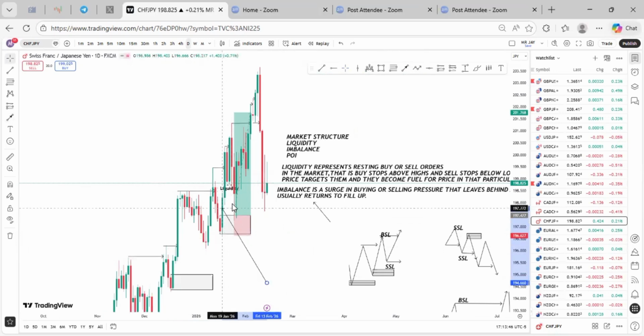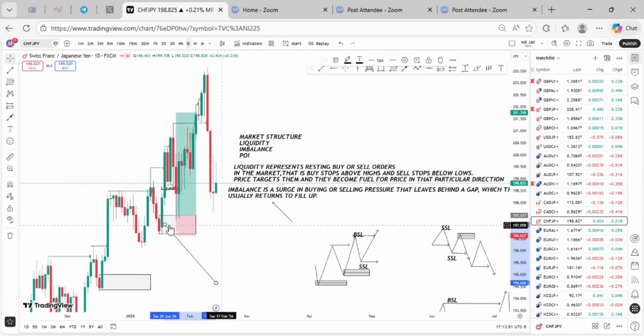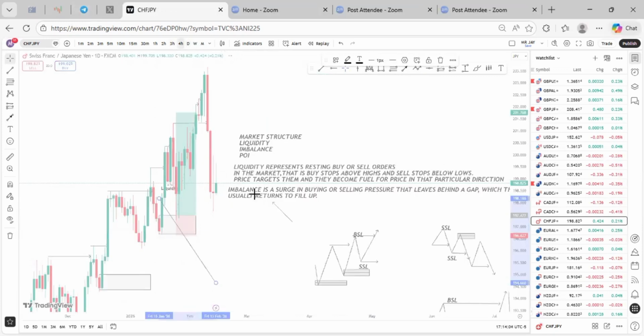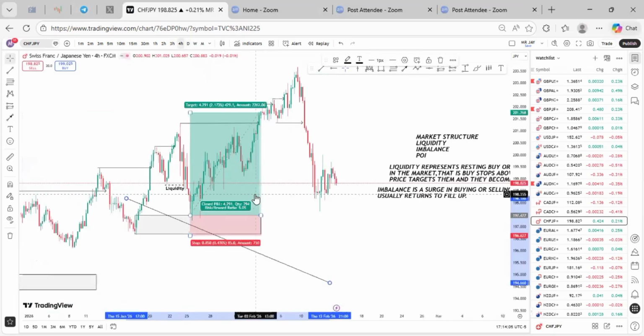And then lastly, we have our order block. We use this as an order block, which is the last candle before the massive move upwards. So this here becomes our order block. Let me go back to the 4 hour time frame.